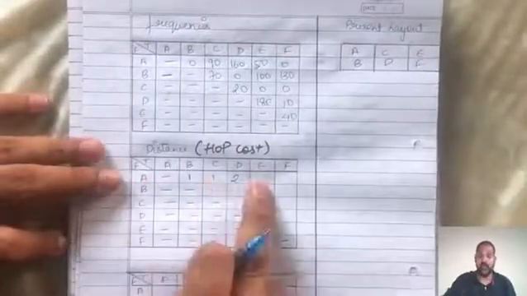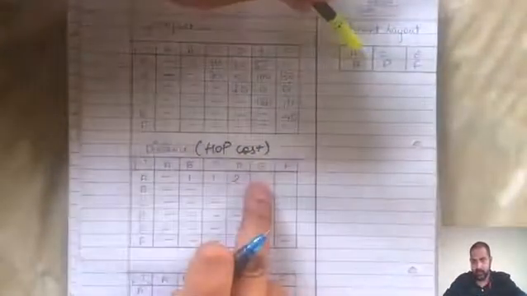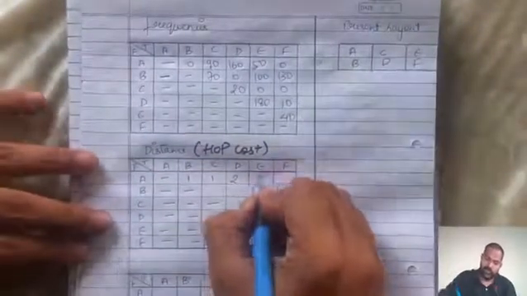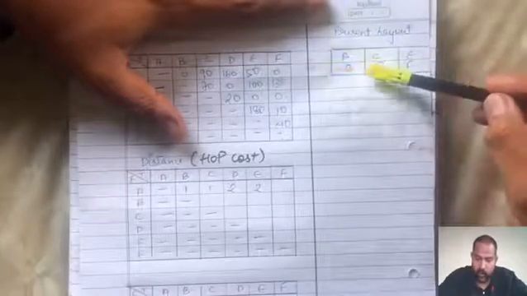What about A to E? Well, A to E is one hop, two hops. So A to E is also two hops. What about A to F? Well, A to F can be done by one hop, two hops, three hops. From anywhere you come, you are finishing it in three hops.